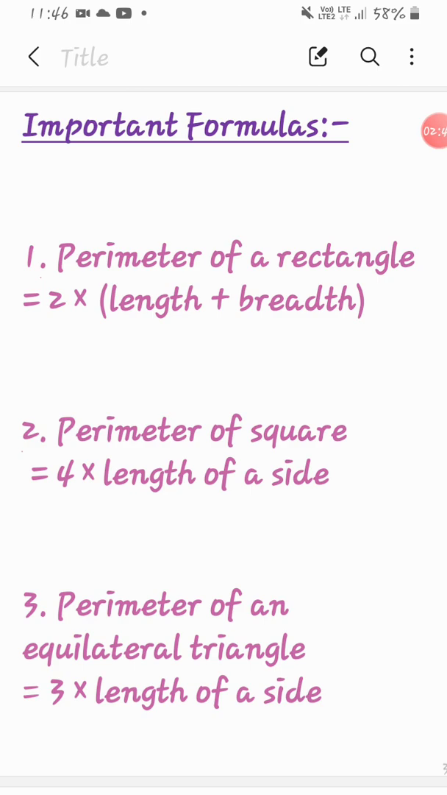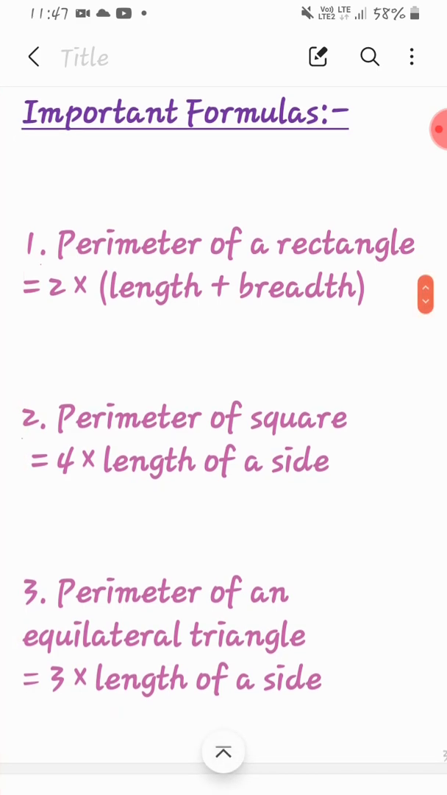Now some important formulas related with perimeter and area which will help you in solving the solution of 10.1, 2 and 3. So number 1, perimeter of a rectangle. Suppose the figure is a rectangle and if the length and breadth is given, how to find out the perimeter, the total length of the rectangle? One thing you can do, you can add all the sides, but a formula is there which will help you to find it easily, that is 2 into length plus breadth. Whatever is the length and breadth, you have to add that and then you have to multiply it by 2. The particular answer will be the perimeter of the rectangle.